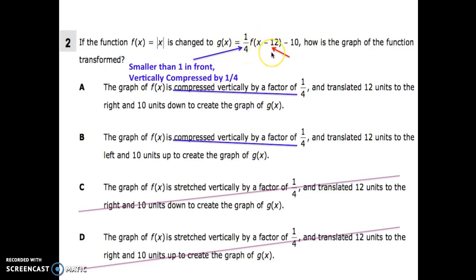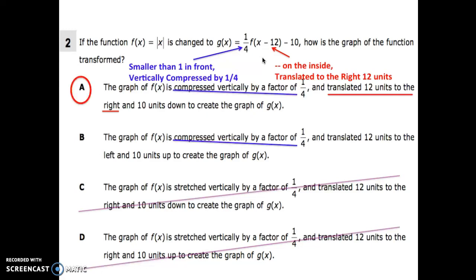We have a -12 on the inside. So if we have a -12 on the inside, it's going to shift things to the right side. When we have a negative on the inside, it shifts to the right. So it's kind of like the opposite. That's how the vertex is also the opposite in that sense. And we see that answer choice A says that it translates 12 units to the right. So my answer is A.